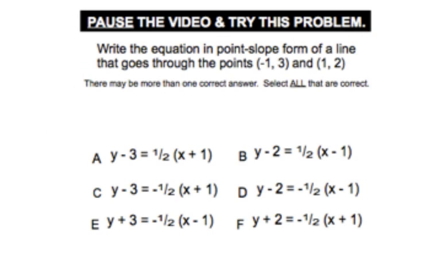Okay, so just like the previous problem I did, write the equation in point slope form of a line that goes through the points negative 1, 3, and 1, 2. There actually may be more than one correct answer, so select all that are correct. Remember, I could have used either one of these points in selecting my answer.